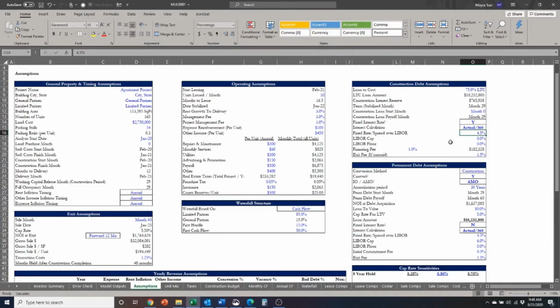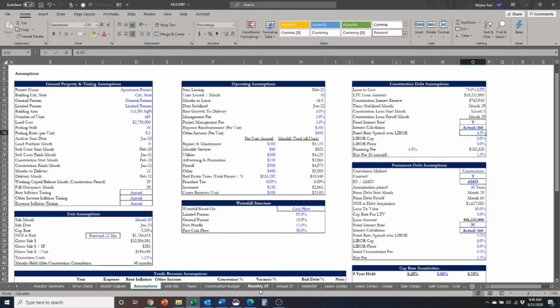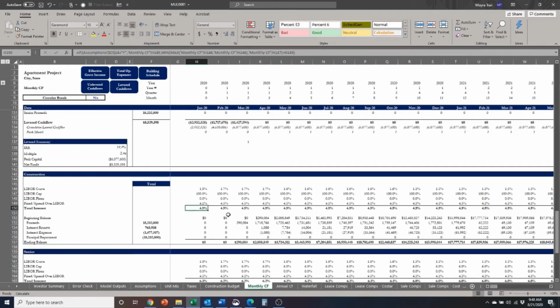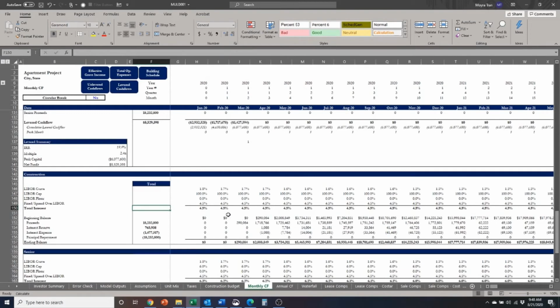If you go to the assumptions tab here, you can either select whether or not you want the interest to be fixed or floating. So you can select yes for fixed and no if you want it to be floating. Right now it's fixed. And if it's fixed, it just means you're going to have a steady 4.5% each period over the duration of your loan. And you can see here in row 150, we have 4.5% throughout the loan duration.